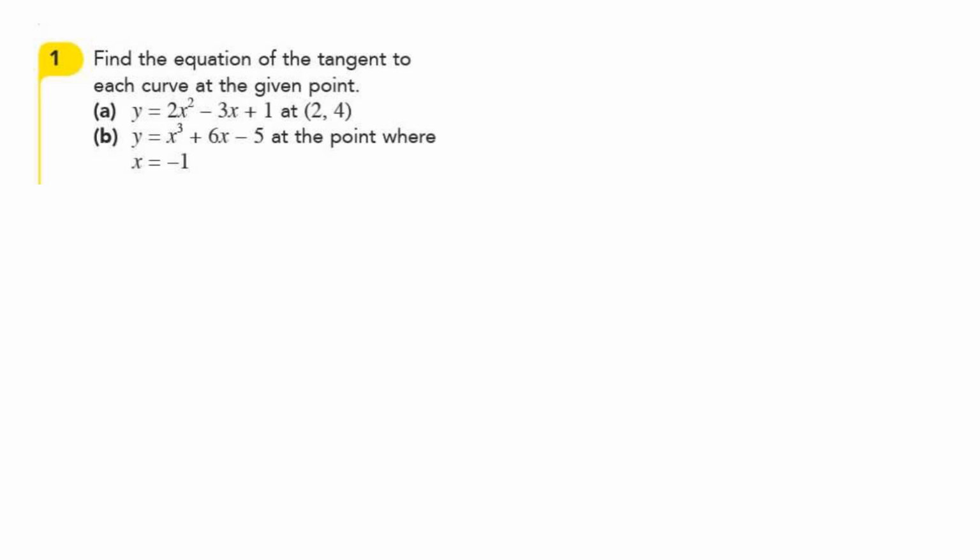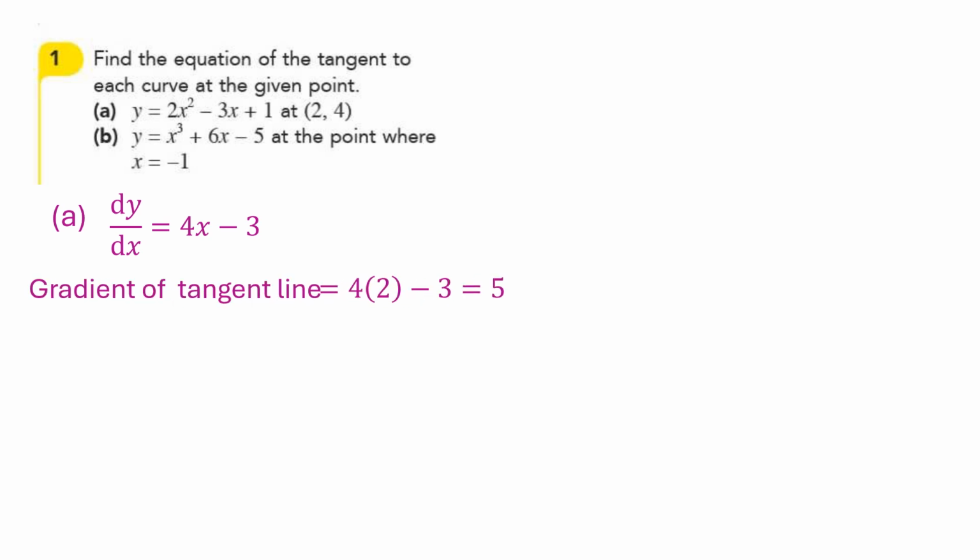With that, we will have to find the derivative of the equations given, which is, if you differentiate x squared, you get 2x. So 2 times 2 gives you 4. So differentiating 2x squared, you get 4x. Differentiate negative 3x, you get negative 3. And differentiate 1, you get 0. So that is the gradient function. So at x equals 2, the gradient of the tangent line would be 5.